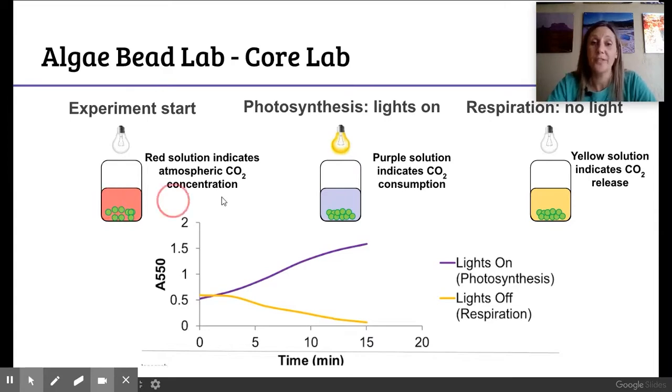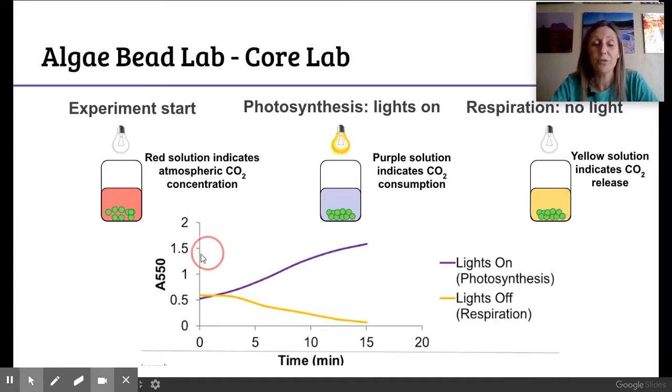Then you could have some of them under light conditions. You're then going to have that consumption of CO2 and that decrease of carbonic acid, and the CO2 indicator solution is going to turn purple. And then you're going to have some that are not photosynthesizing at all. So that process of cellular respiration takes over, and this then becomes more acidic as the formation of carbonic acid occurs, and the pH turns yellow.